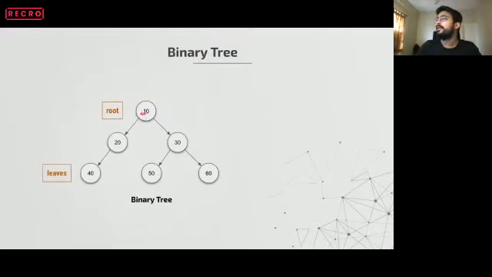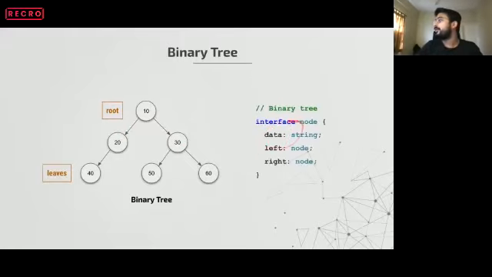Let's see what a binary tree looks like. A binary tree has a root node, and it has a left child and a right child. If I look at the interface, I hope all of you are comfortable with JavaScript. If not, that is also fine. An interface is just a way to define what our node looks like. When we talk about a linked list or tree, we define a node, right? Each node represents the atom of the binary tree.